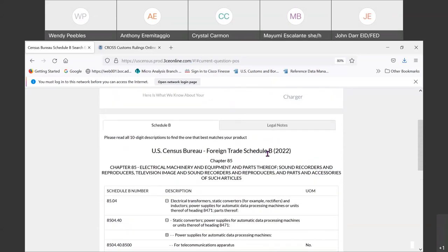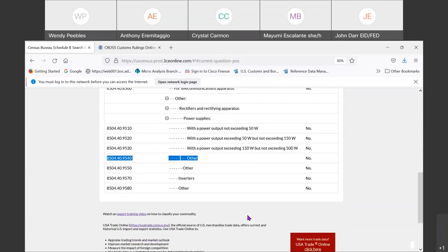Okay, I'm sorry, just that last part. How were you able to tell the difference between 9540 and 9550? So we're reading the indentations here. We have power supplies here, and all of these four, based off of the indentations, go under the power supplies. If you look at this other right here, it's in line, the same number of indentations over as power supply. So this other means that it's anything other than a power supply. Does that make sense?